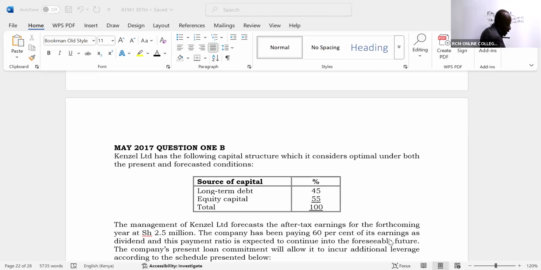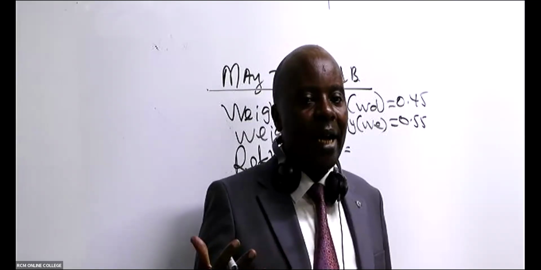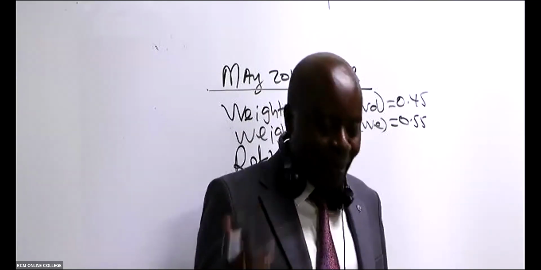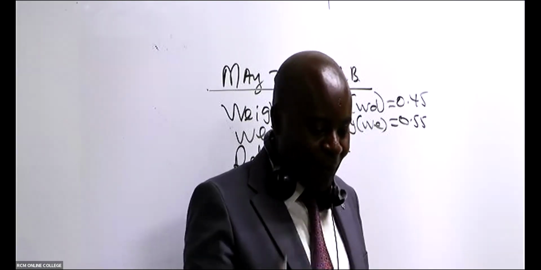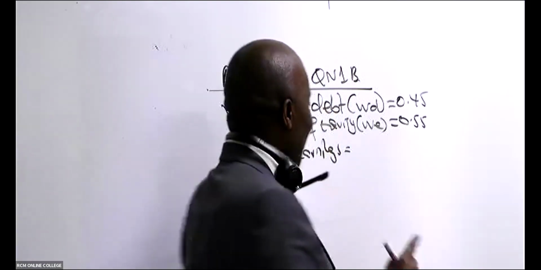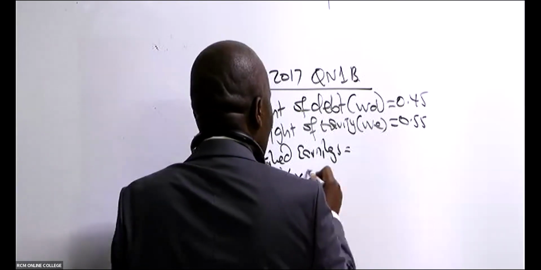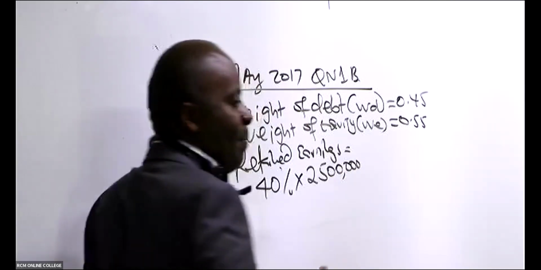So retained earnings, ladies and gentlemen, in this particular case, they have told me that they normally pay 60%. And if they are paying 60%, they're retaining 40%. So the retained earnings will be 40% of their forecasted profit, which is 2.5 million.